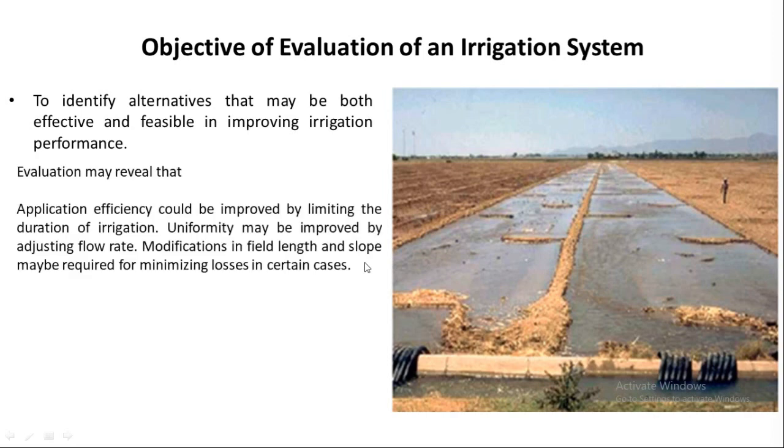So, an evaluation may reveal that application efficiency could be improved by limiting the duration of irrigation, uniformity may be improved by adjusting the flow rate, and modifications in field length and slope may be required for minimizing losses in certain cases. So once a thorough evaluation of an irrigation system is completed, we can offer certain suggestions to improve the performance of the irrigation system.